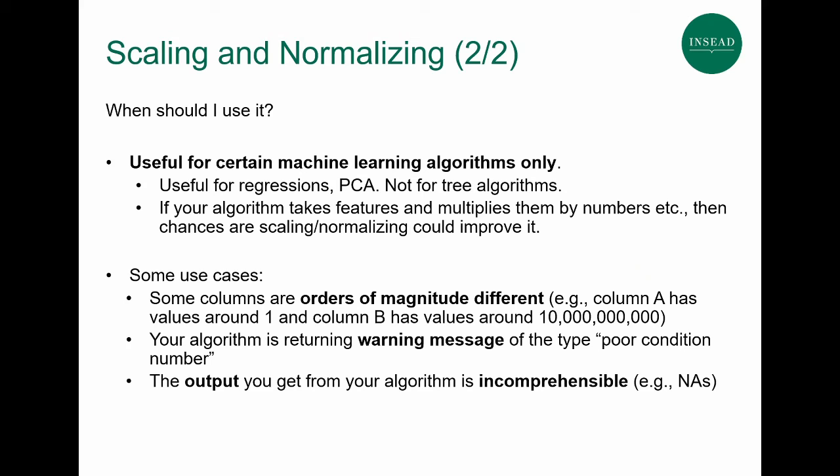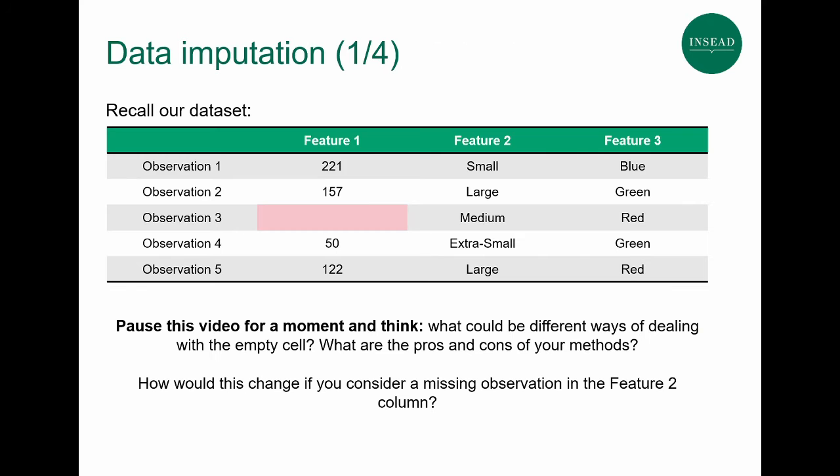If your algorithm is returning warning messages of the type poor condition number, then you also need to go ahead and scale and normalize your dataset. Sometimes the output you get from your algorithm can also be incomprehensible, with a lot of empty values and so on and so forth. That can be a warning sign that you need to be using scaling and normalizing. So it's very application dependent.